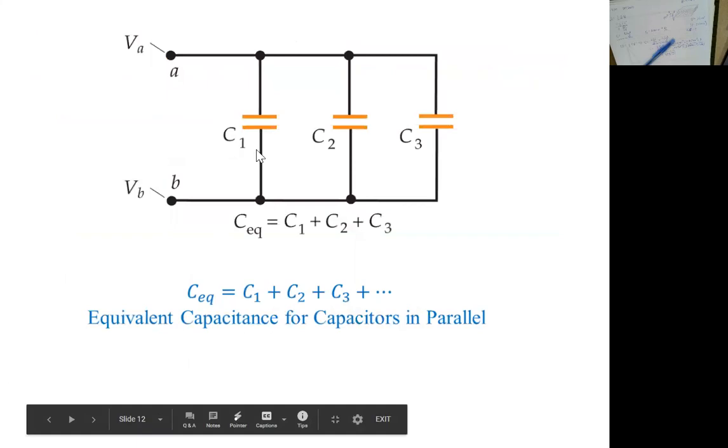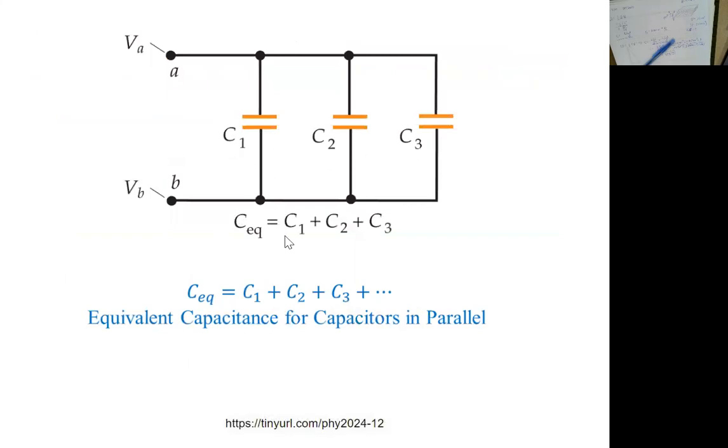All right, like this. So if you have three, you simply add them up if they are parallel to each other. If you have more than three, then you add the rest up as well. So this is the equivalent capacitance for capacitors in parallel. Simply, you just add them up.